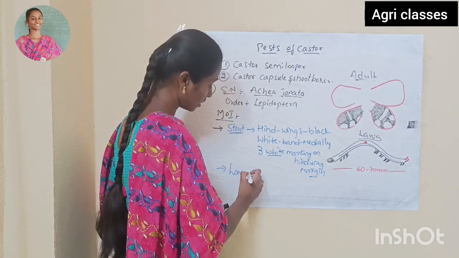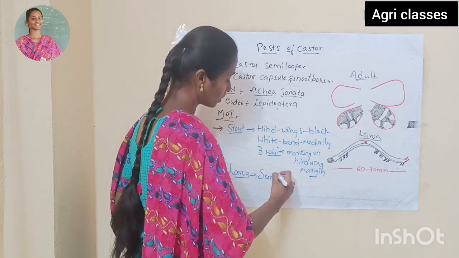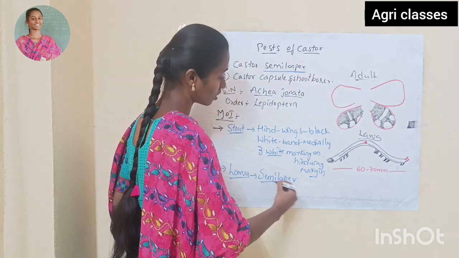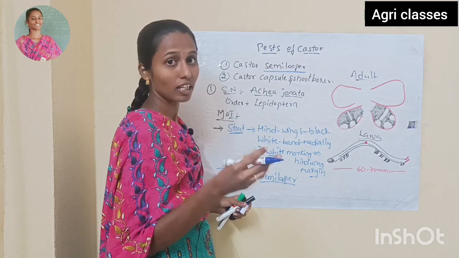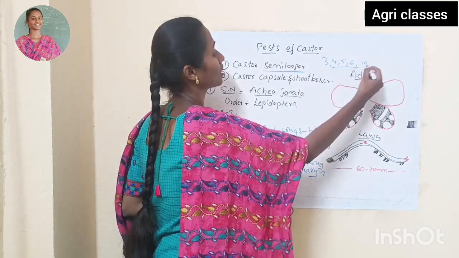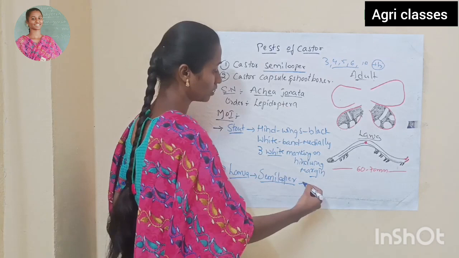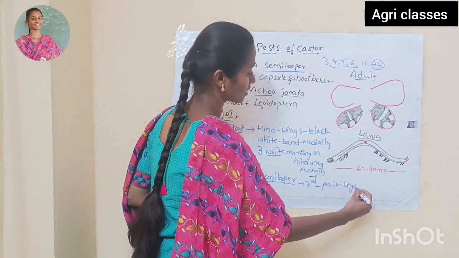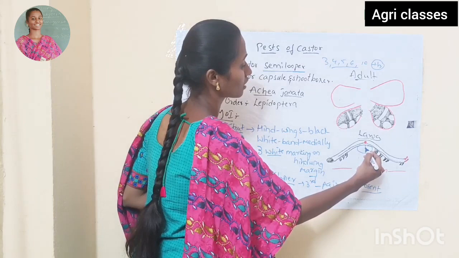Okay, and next thing, larva. Here we can observe the larva as a semilooper. Why do we call it a semilooper? Because the larva has thoracic legs and prolegs. Thoracic legs are three pairs in number and the prolegs are five pairs, on the third, fourth, fifth, sixth and tenth abdominal segments. In semilooper, the third pair of prolegs are absent, so they form a semi-loop type of structure.